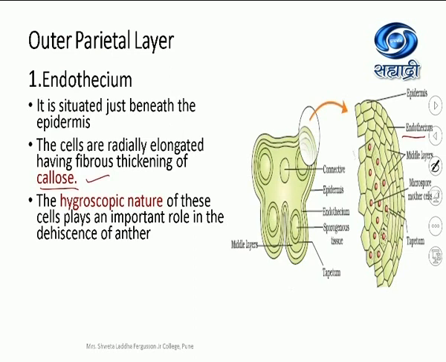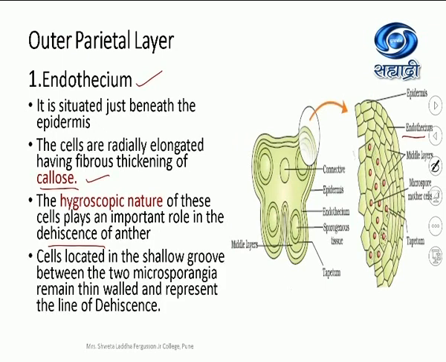It can be asked, what is the function of callose or what is the function of endothecium? Endothecium is the layer of cells present just below the epidermis. It is the outermost layer of the parietal cells. The thickening is of callose, which is hygroscopic in nature. It absorbs water and it helps in dehiscence. Dehiscence means breaking of the anther to release the microspores. Cells located in the shallow groove between the two microsporangia remain thin-walled. Where? This region. This is the shallow groove. Groove means, in Marathi, we call it khach.